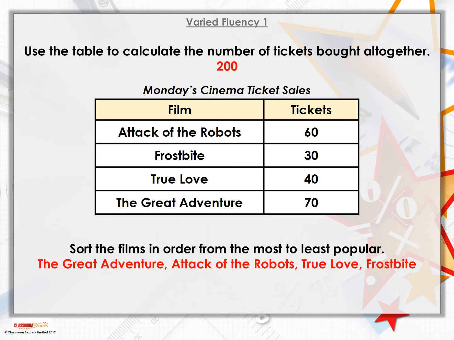And then sorting the films in order from the most to the least popular, you can see the answer there. The Great Adventure has the most tickets sold. The Attacks of the Robots, True Love, and then Frostbite. Give those a tick if you got those right.